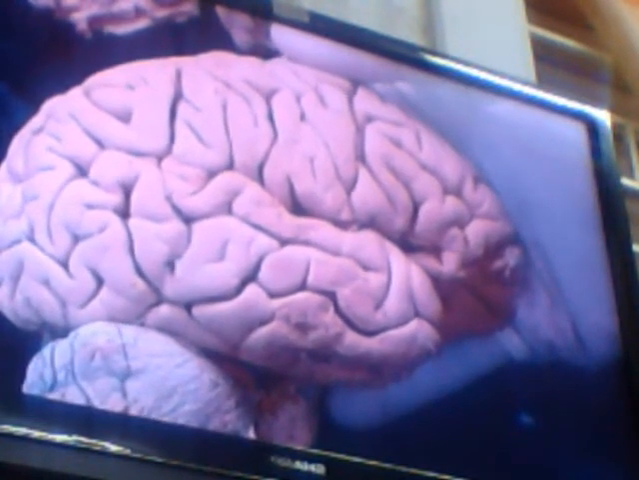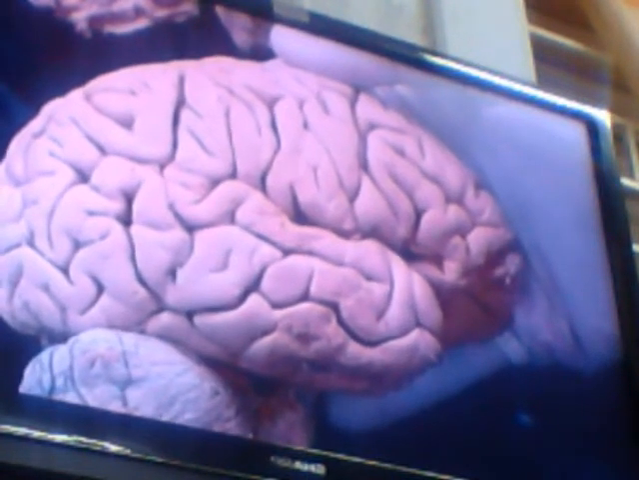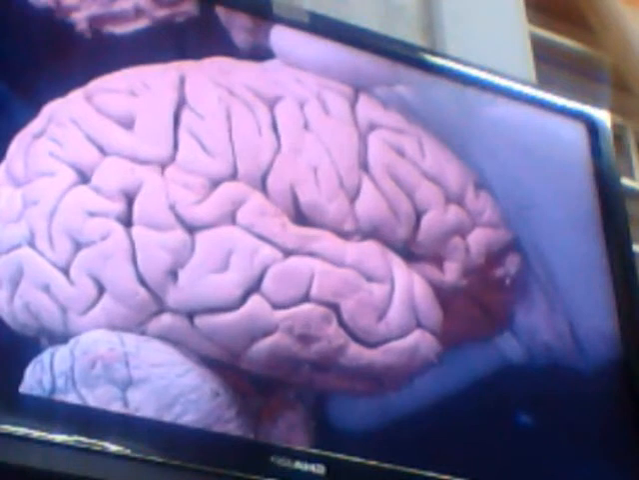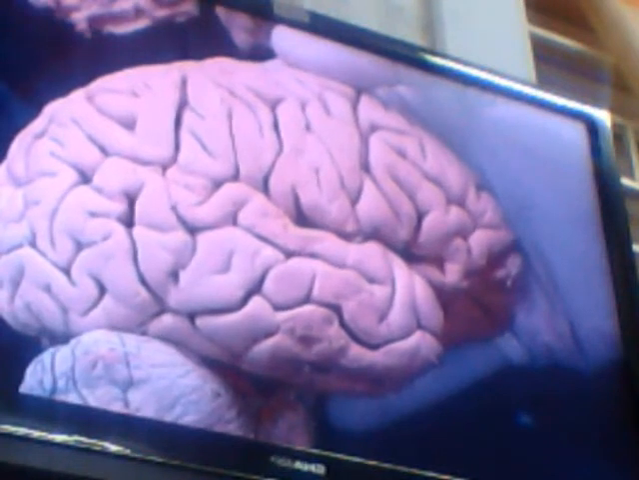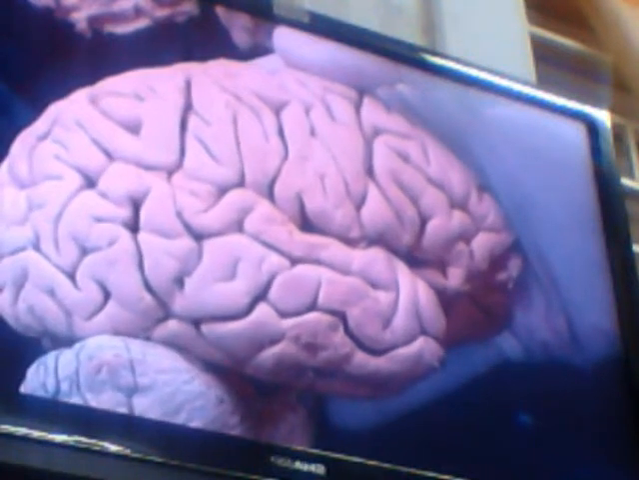So we have receptive aphasia. Receptive means I have to receive. And then we have output aphasia, motor aphasia. Are you with me? Right. So the problem could be at either end.